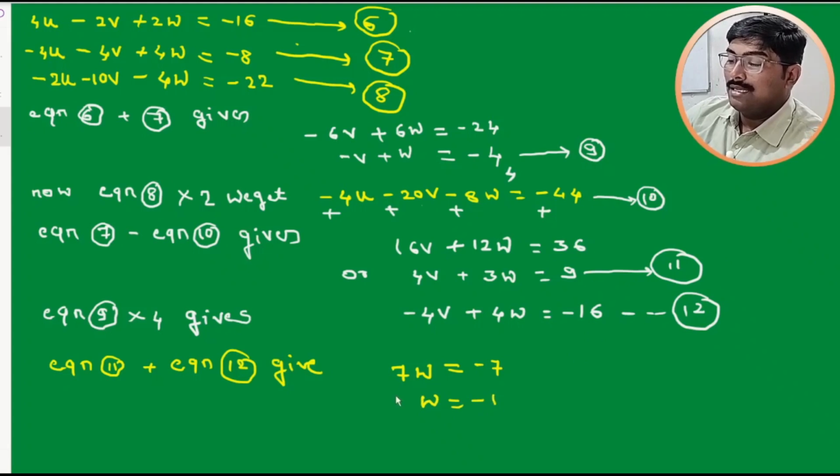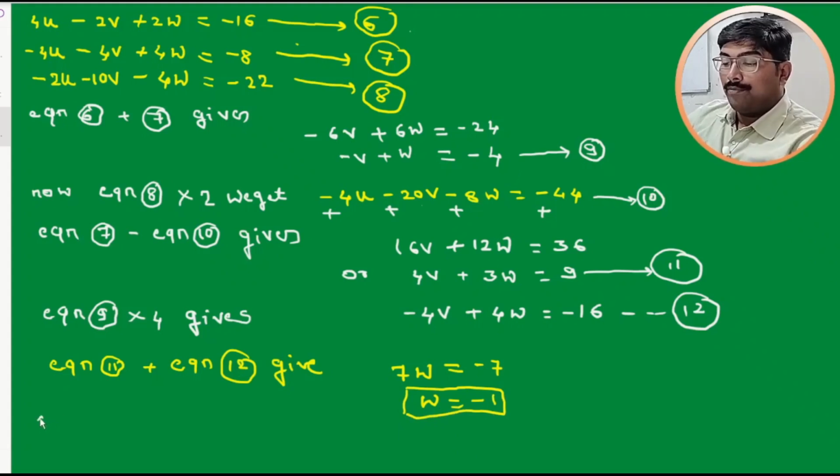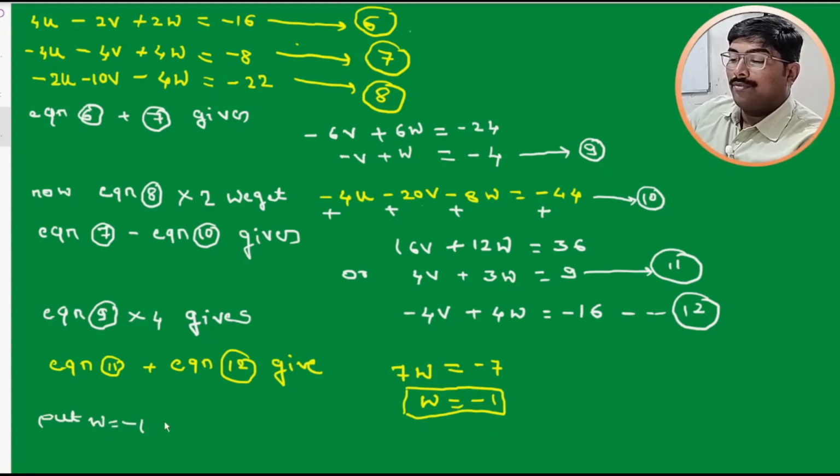So this is the first value, and once we get one value, by back substitution we can obtain the remaining values, that is u, v and w. Now put w equal to minus 1 in equation 9.